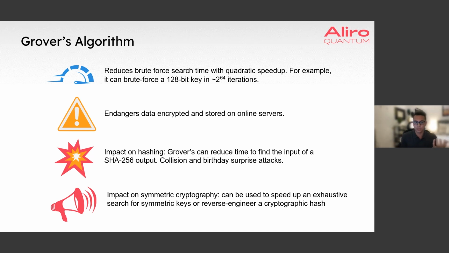So Grover's algorithm does in fact endanger data that's encrypted and stored on online servers. Not only can it be used to speed up a brute force search for a symmetric key, but it can also be used to reverse engineer a cryptographic hash function. These hash functions are used in our crypto systems. Let's say SHA-256, for example, is a standardized hashing algorithm. And Grover's can reduce the time to find the input of a hash output. So this has implications in collision attacks and birthday surprise attacks.